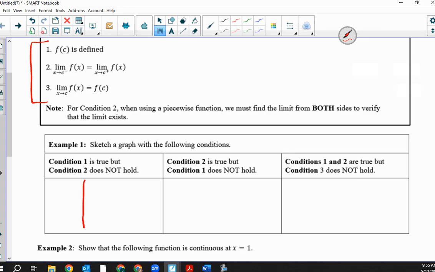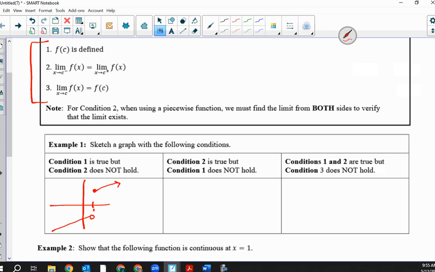So maybe my sketch looks something like, I've got a line here with an open circle, and then I jump up here, filled in, more line. If we're talking about at 1, do you see how the function value exists? There's a filled in dot there, but the limit would not exist. Does that make sense? If I came from the left and from the right here, these two don't run into each other, so the limit does not exist.